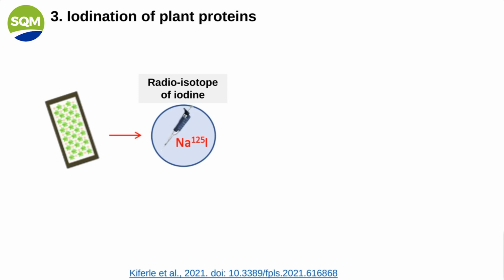This was done using an artificial isotope of iodine, iodine 125. And normally iodine is not radioactive, but specifically for this experiment, it was made radioactive. So the scientists could follow what happens with this iodine when you put it into the nutrient solution and then analyze what happens to it in the plants.